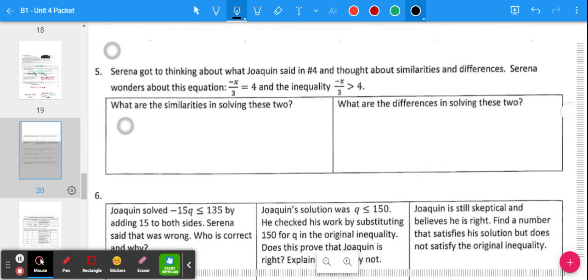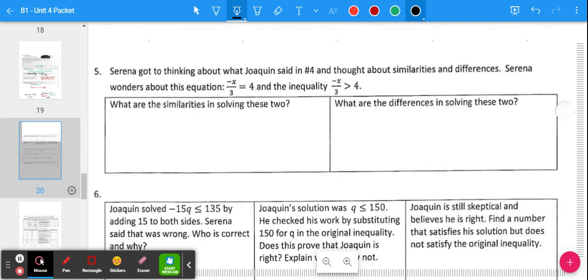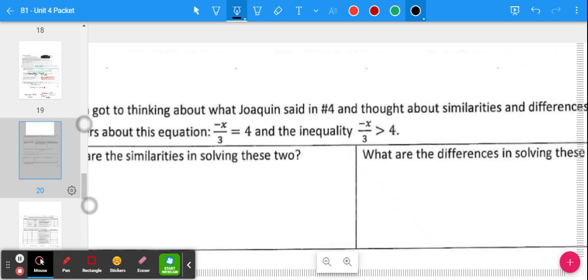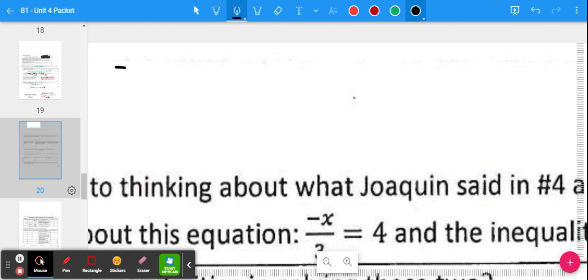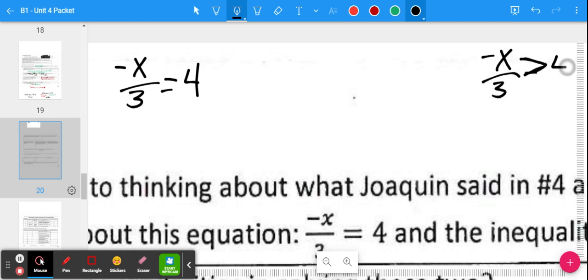So continuing on, Serena got to think about what Joaquin said in number 4 and thought about the similarities and differences. Serena wonders about the equation negative x divided by 3 equals 4 and the inequality negative x divided by 3 is greater than 4. So when we solve these, the easiest way to assess these is to actually solve them yourself. So we have negative x divided by 3 equals 4, and negative x divided by 3 is greater than 4.